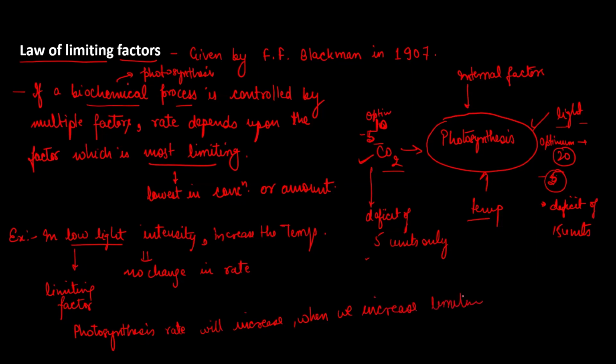No matter how much temperature you are increasing in this condition, temperature is not the limiting factor. It has already been stated that the plant is in low light intensity. So you have to increase the light intensity in order to increase the rate of photosynthesis. So this is about the law of limiting factor.